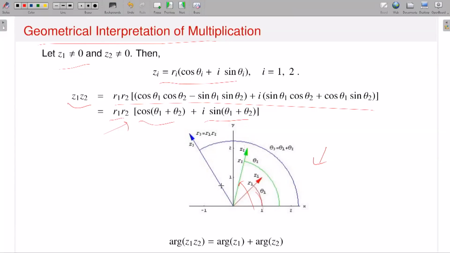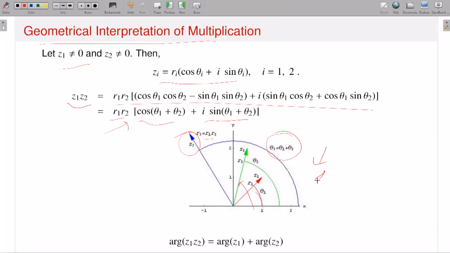So you have a complex number Z3, Z1 times Z2. What will be R? R is nothing but R1 times R2, so it will multiply the moduli of the complex numbers Z1 and Z2. And what will be your angle? Angle will add up. If the argument of Z1 is theta 1 and the argument of Z2 is theta 2, then the argument of Z1 times Z2 is nothing but theta 1 plus theta 2. This is the geometrical interpretation.